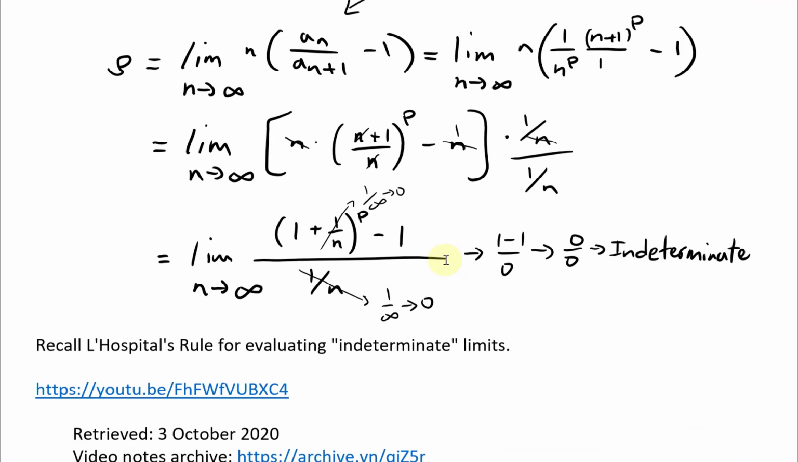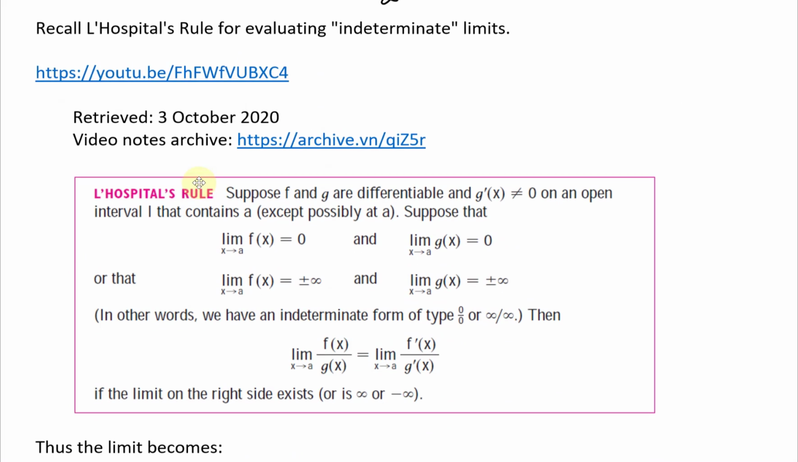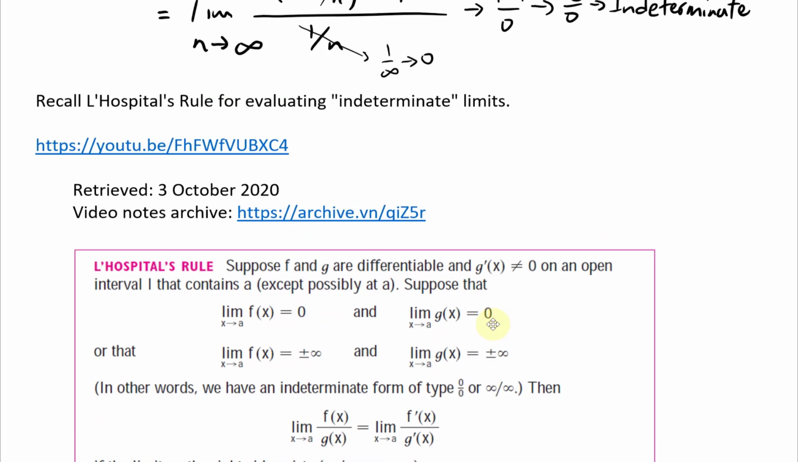Now, to solve this, we recall L'Hopital's rule, because this is an indeterminate form. Recall L'Hopital's rule for evaluating indeterminate limits from an earlier video. Suppose f and g are differentiable and g prime of x is not equal to 0 on an open interval I that contains a, except possibly at a. And suppose that the limit as x approaches a of f(x) is 0 and the limit of g(x) is 0, or both limits go to plus or minus infinity. In other words, we have an indeterminate form of the type 0 over 0 or infinity over infinity, in our case 0 over 0.